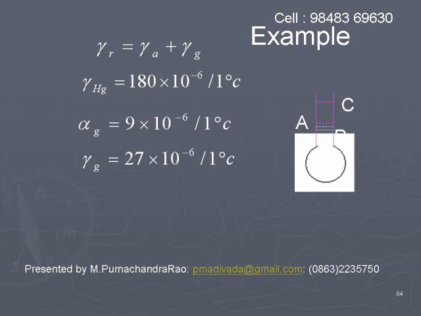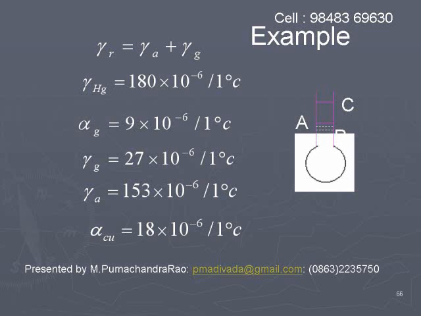So, we get the coefficient of apparent expansion as 153 into 10 to the power of minus 6 per degree centigrade.